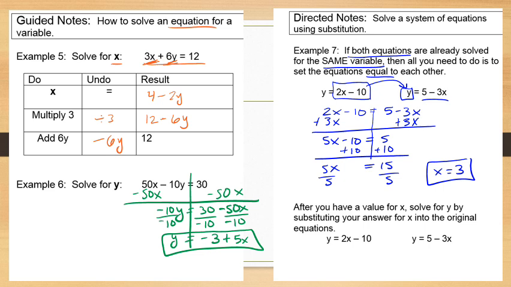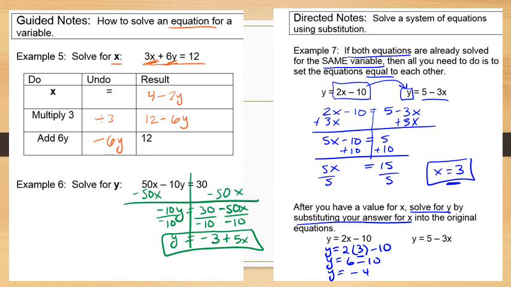So now I'm partially done. However, you'll notice I solved for the x value, but I still don't know what y is. So this is where I solve for y by substituting my answer for x into the original equations. And I'm going to check that x value in both equations to make sure it works. So y equals 2 times 3 minus 10. Again, I'm taking that 3 from right up here where x equals 3. So I have 6 minus 10. So I get y equals negative 4.